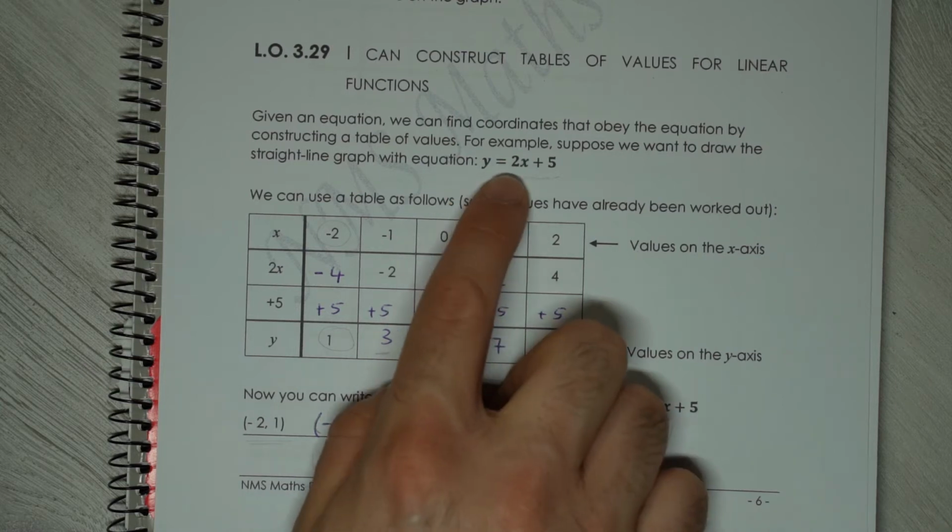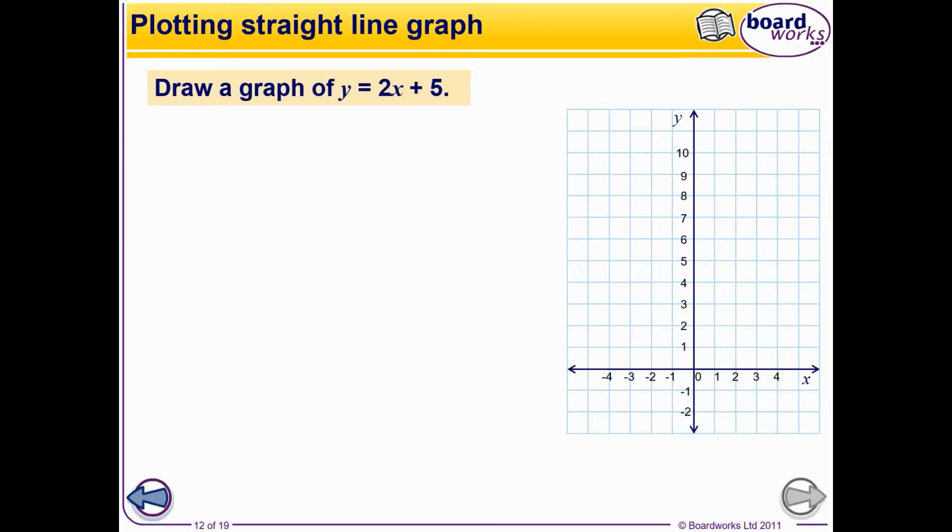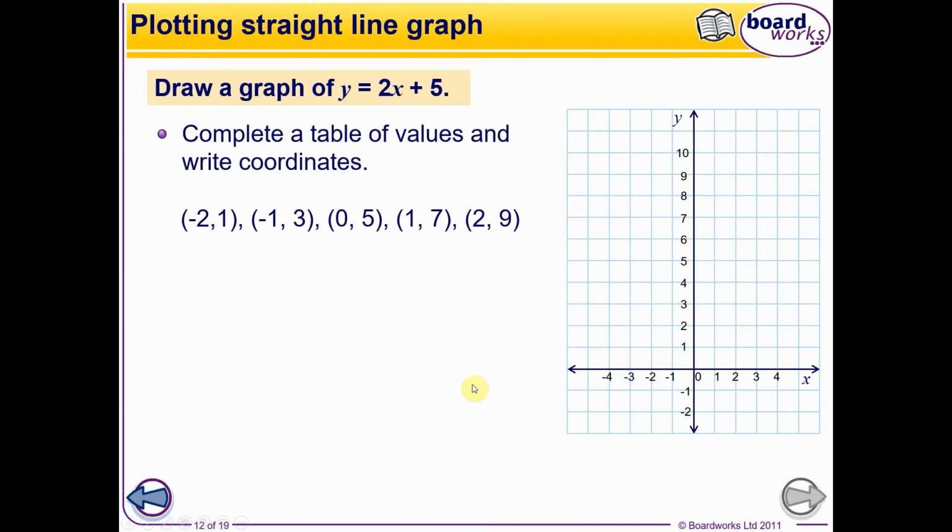The equation is y = 2x + 5. So we have this graph paper here, and we need to plot the points on it. We have already completed the table of values, and these are the coordinates, which are also written here: (-2, 1), (-1, 3), (0, 5), (1, 7), and (2, 9). And we need to plot these on this graph.